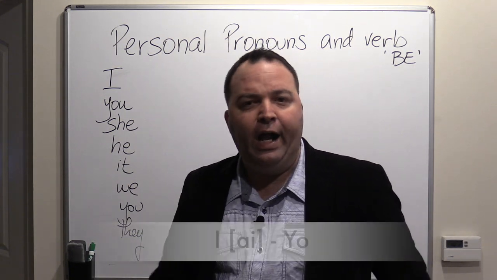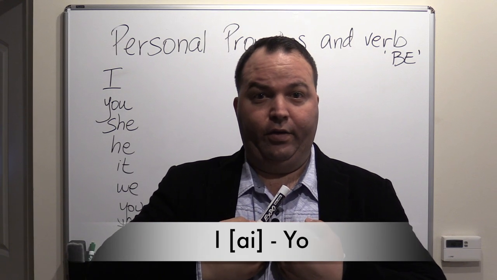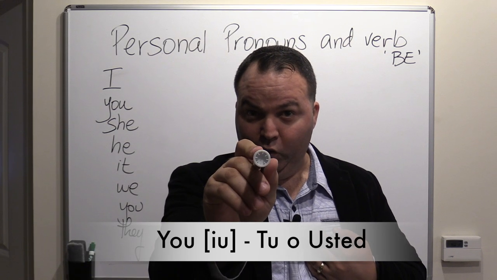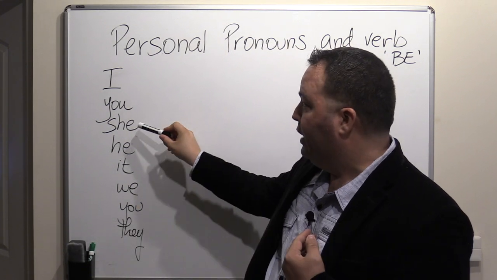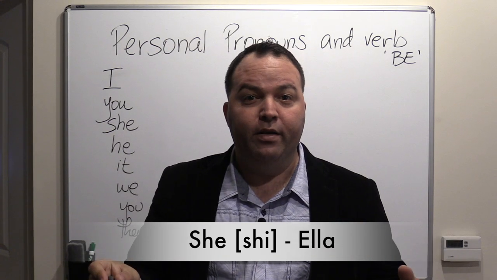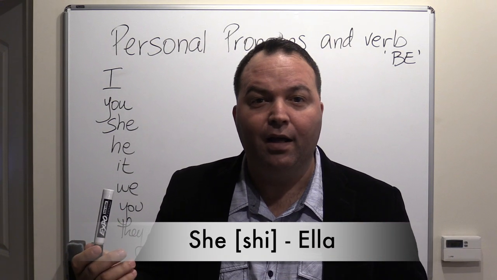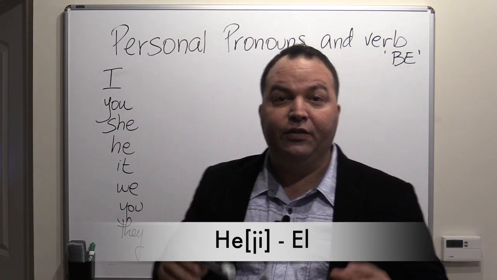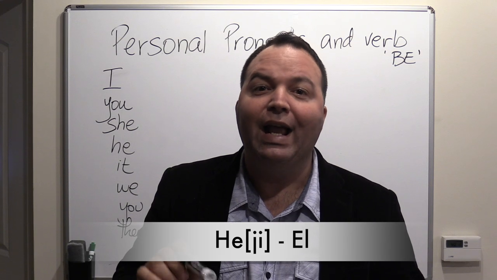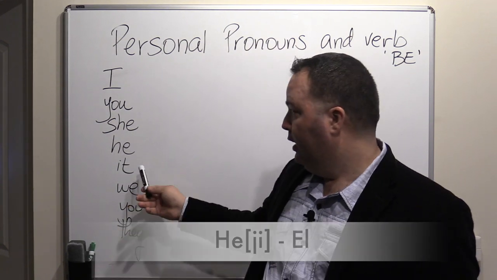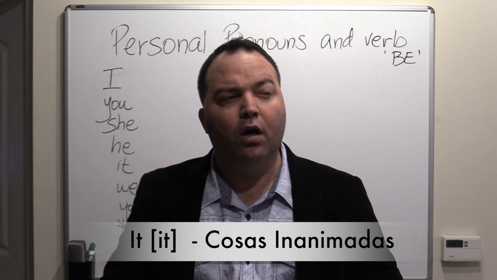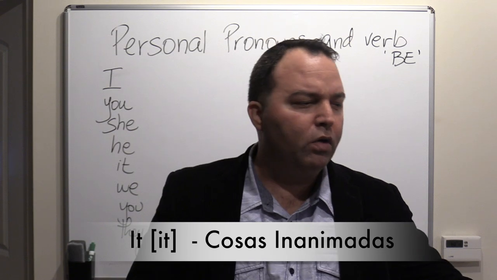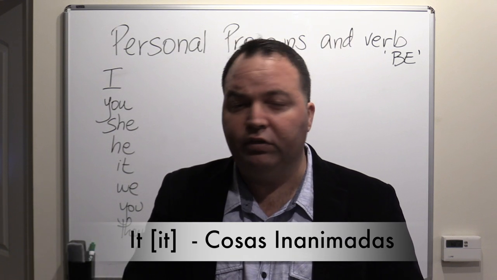The first one is I. Okay, I. You is you. She is for women. Para las mujeres. Ella. She. He is for men. Es para los hombres. Él. It is for inanimate things. Es para cosas inanimadas. Como un perro, como una libreta, como un televisor.